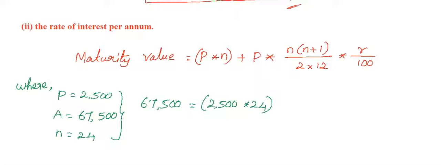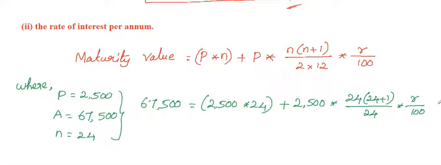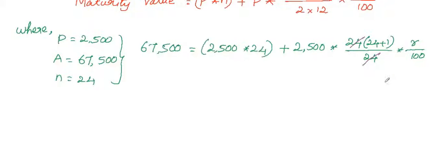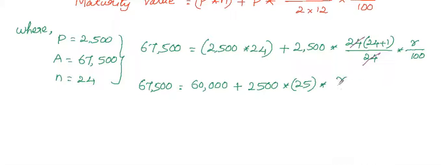So 67,500 equals P, which is 2,500 into 24, plus 2,500 into 24 into 24 plus 1, which is 25, divided by 2 times 12, which is 24, into R by 100. Now simplify this. See, 24 divided by 24 cancels out, and 2,500 times 24 is the total amount he deposited in 2 years, which is 60,000, plus 2,500 into 25 into R by 100.